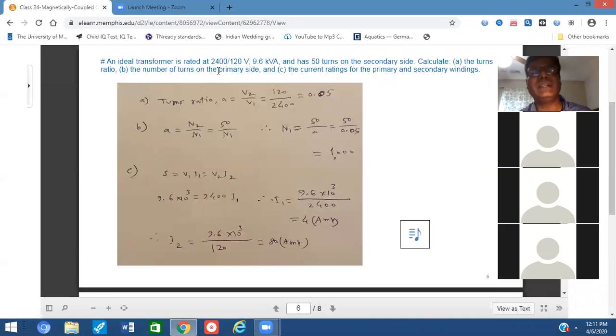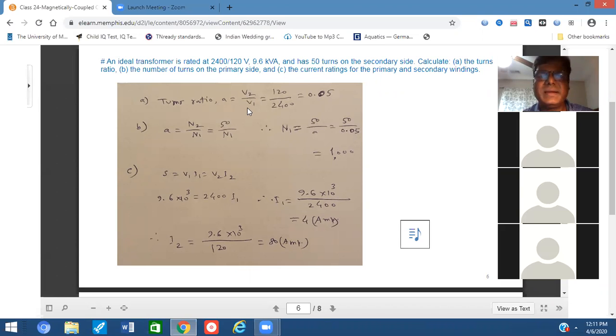Because voltage values are given, but currents were not given, that's why you are asked to find the current values. So everybody see the calculation. First, turn ratio. As I told you, turn ratio is typically denoted by the small letter a. So a equals V2 over V1.